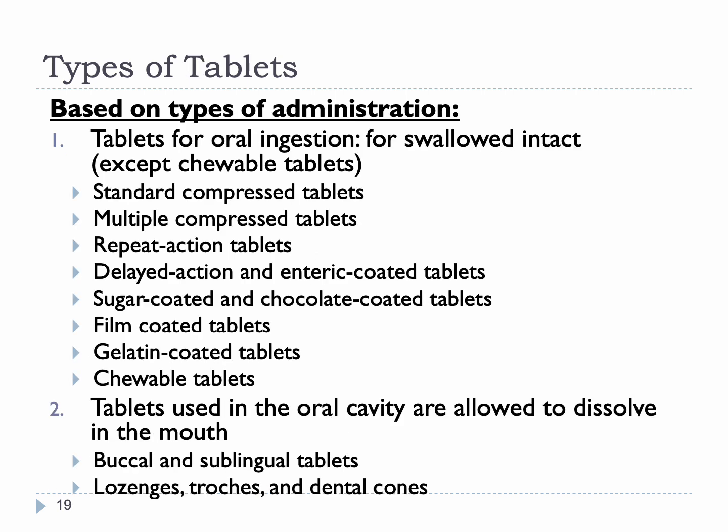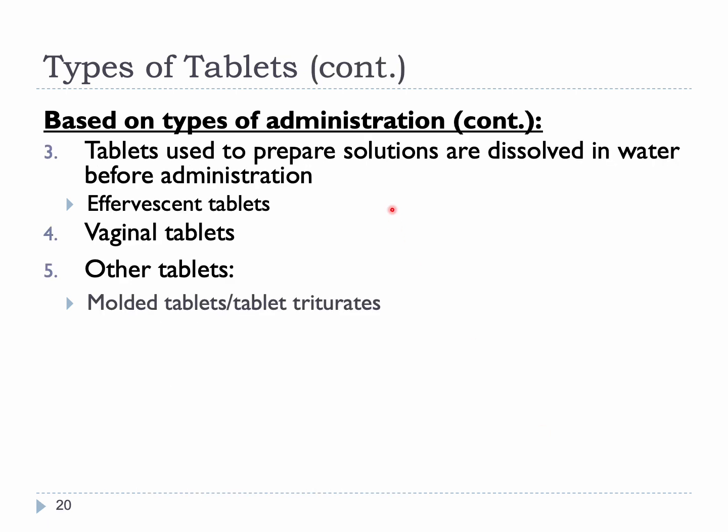Based on the type of administration, you can have tablets for oral ingestion. That means this kind of tablet is swallowed intact, except for a chewable tablet, which is not swallowed intact. Or tablets used in the oral cavity, which are allowed to dissolve in the mouth. Or you can have tablets used to prepare a solution before administration, for example effervescent tablets, or vaginal tablets, or other tablets like molded tablets and tablet triturates.